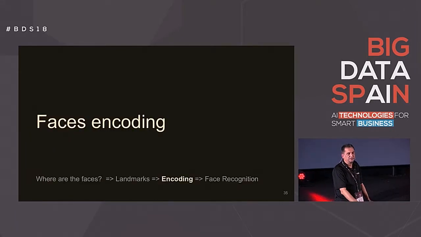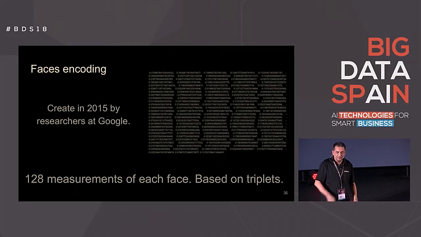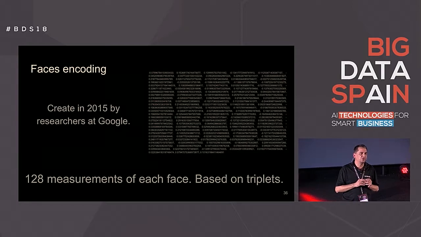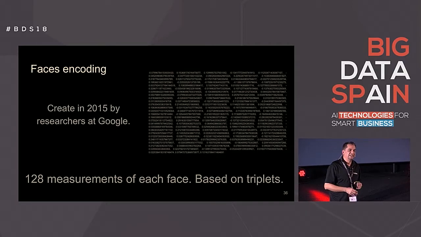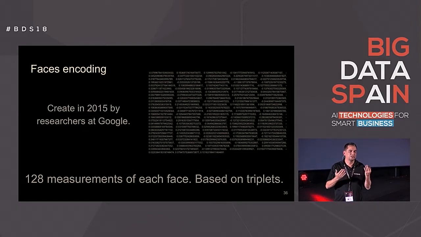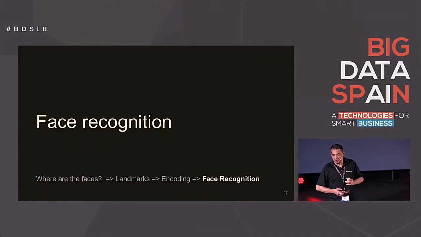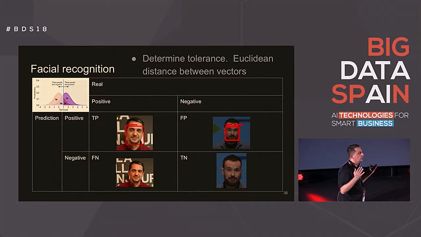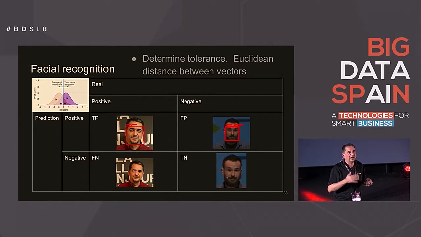Well, the last step in face recognition is face encoding. Face encoding uses an algorithm created in 2015 by Google and obtains 128 measurements of each face. This is like a license plate of the person, because this number is the same or very similar for the same person, but very different for persons that are not the same person. This is like a vector in 128 dimensions. When you try to identify faces, you only compare these two vectors and calculate the Euclidean distance between these vectors to find if a person is the person that I want to find.